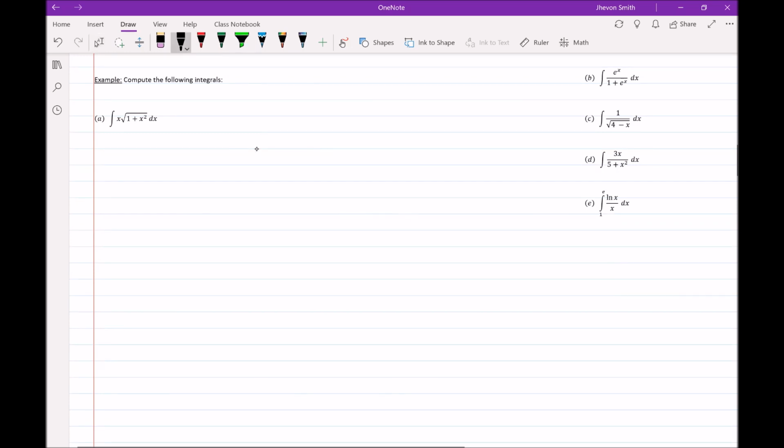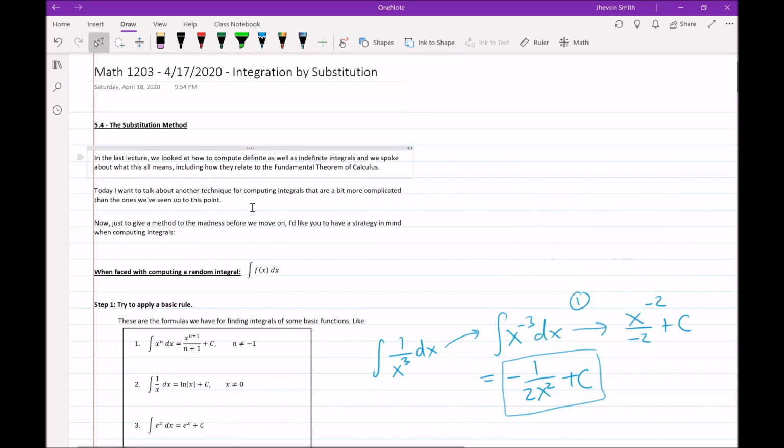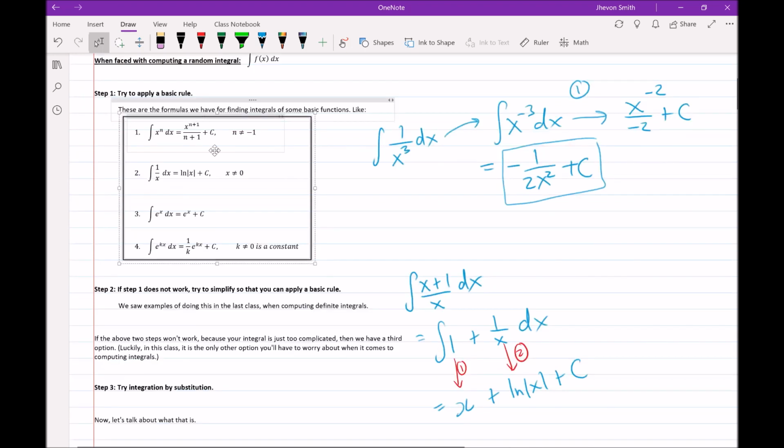Okay, so we have this guy. So the first thing you're going to notice is that it looks complicated, right? There's no basic rule that looks like that guy, okay? So, can I copy these guys down?